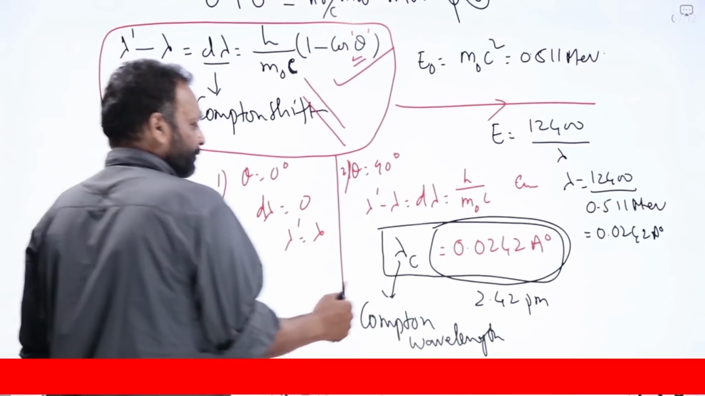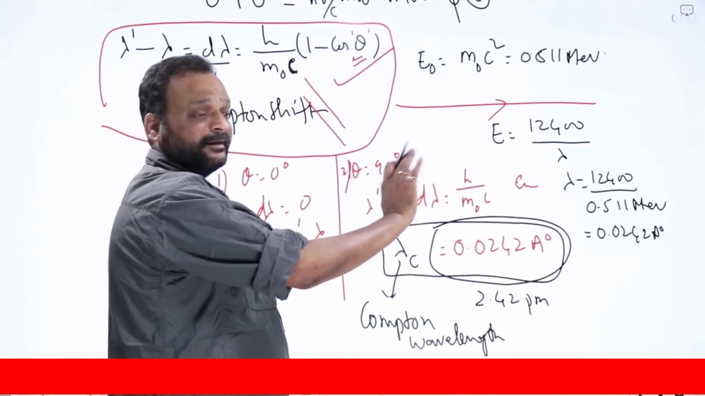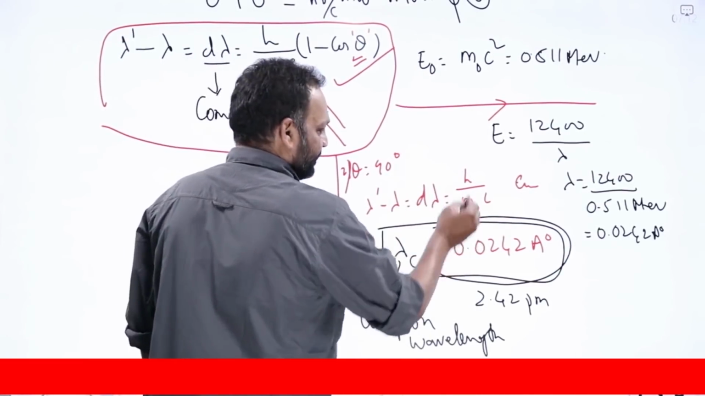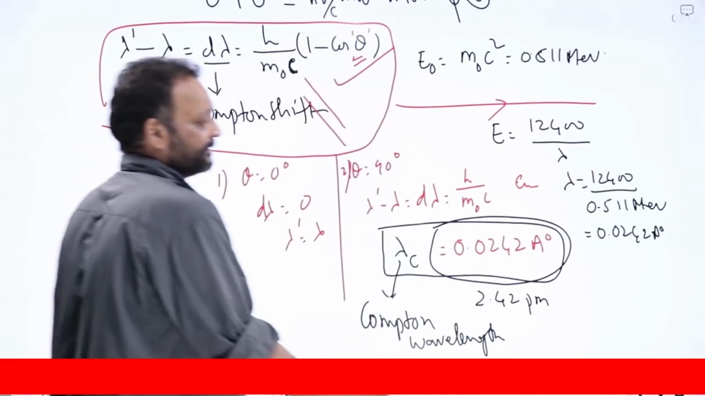Of course, this has nothing to do with the destruction of electrons or pair annihilation. It's a coincidence that the h by m naught c value is 0.0242 angstroms, which is equal to the rest mass energy of the electron.